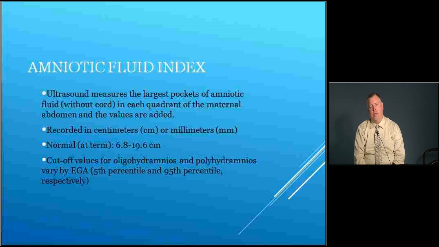It's either recorded in centimeters or millimeters depending on the software in the machine, and normal at term is considered 6.8 to 19.6, although most people round that up and say 7 to 20. Although cutoff values for oligo and polyhydramnios vary by gestational age, and so if the fetus is not term, they'll look and see if it's below the 5th percentile for oligo or above the 95th percentile for polyhydramnios.